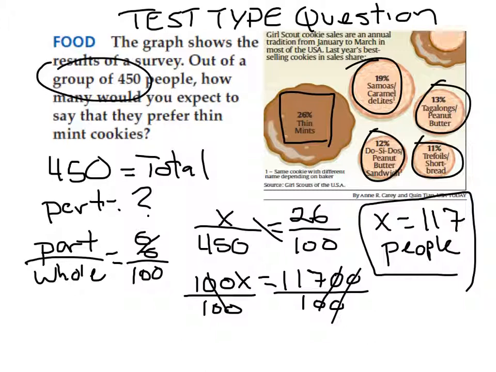And that, ladies and gentlemen, is something that we use probability for. We find probability using our math, and then we take it out to the real world, and we make predictions so the Girl Scouts can make sure that they have enough Thin Mints to sell and they don't run out.